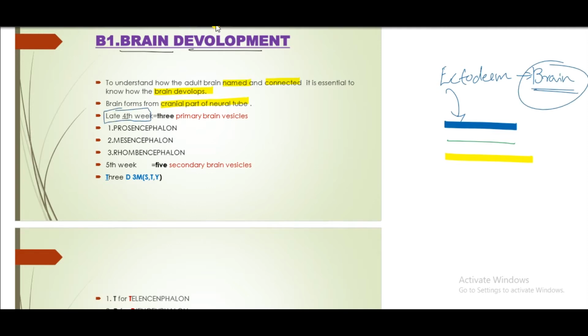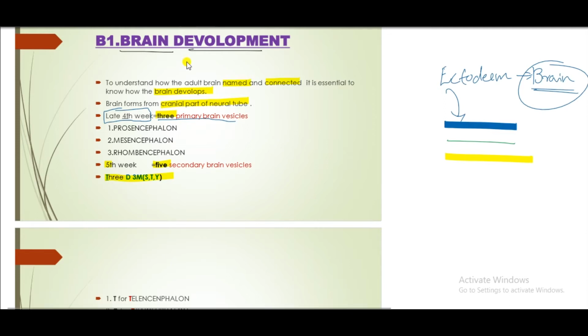Okay, and you can see in the late fourth week, three primary brain vesicles are going to be formed. The number is crucial, that is three. So what is that? Prosencephalon, mesencephalon, and rhombencephalon. And also in the fifth week, you can see five secondary brain vesicles, which means that from the primary brain vesicles, there are going to be additional two vesicles formed.